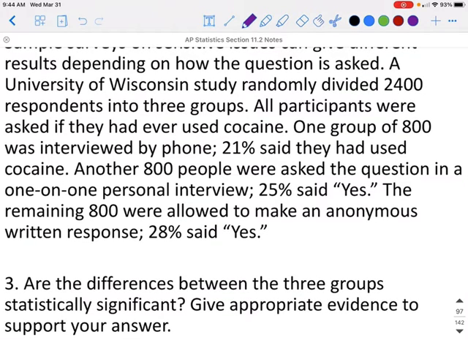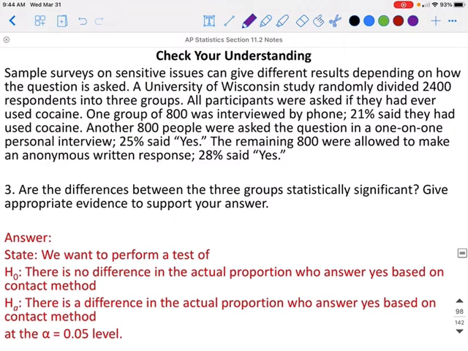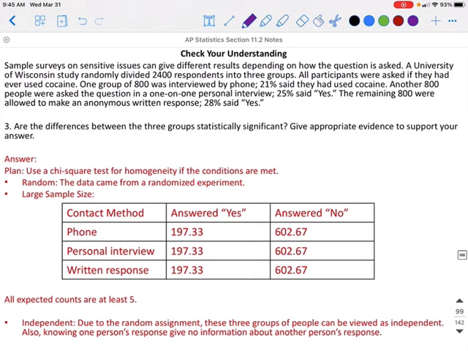Are the differences between the three groups statistically significant? Give appropriate evidence to support your answer. So for this one, we will have to do the four-step problem. Remember, on the state, you need to give your null and alternative hypothesis as well as your significance level. So the null hypothesis in this case would be that there is no difference in the actual proportion who answer yes based on contact method. The alternative is that there is a difference in the actual proportion who answered yes based on that contact method, and we're going to check this at an alpha equals 0.05 significance level.